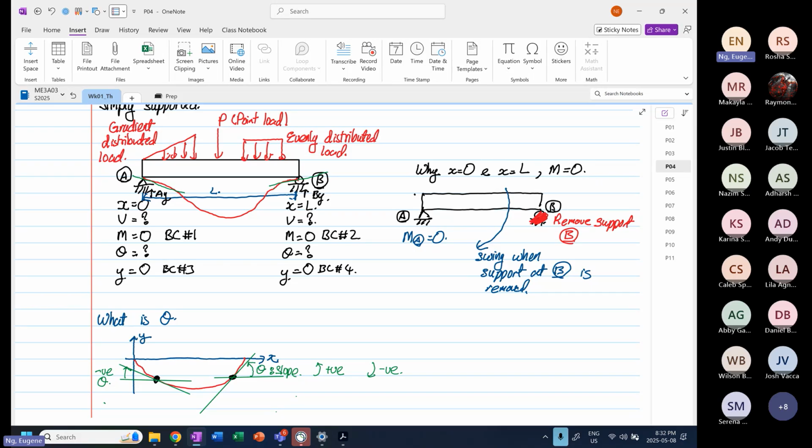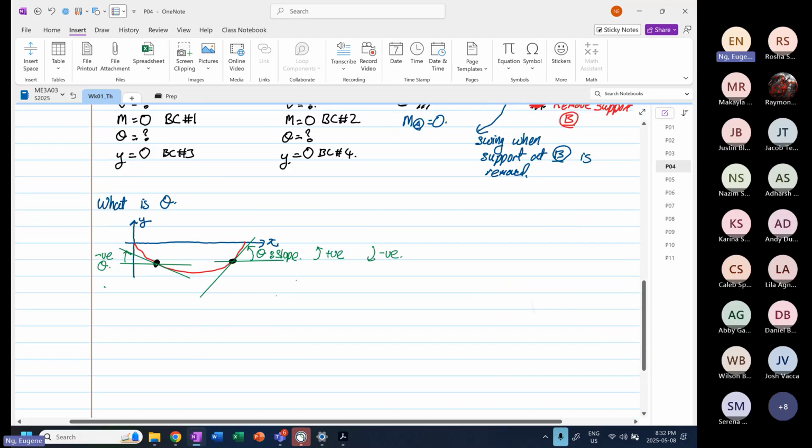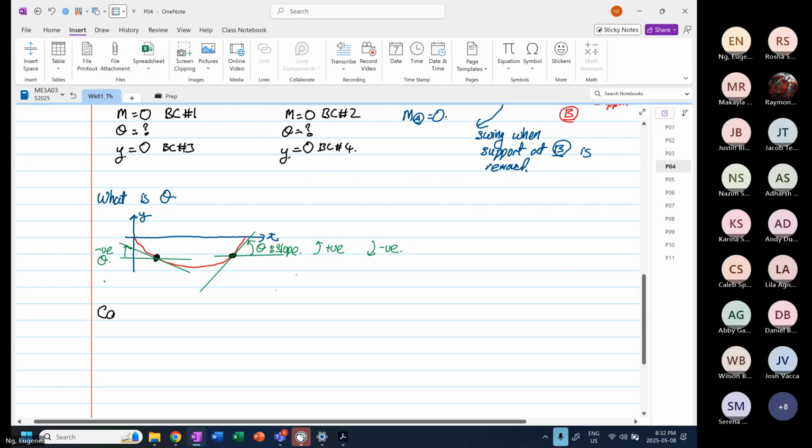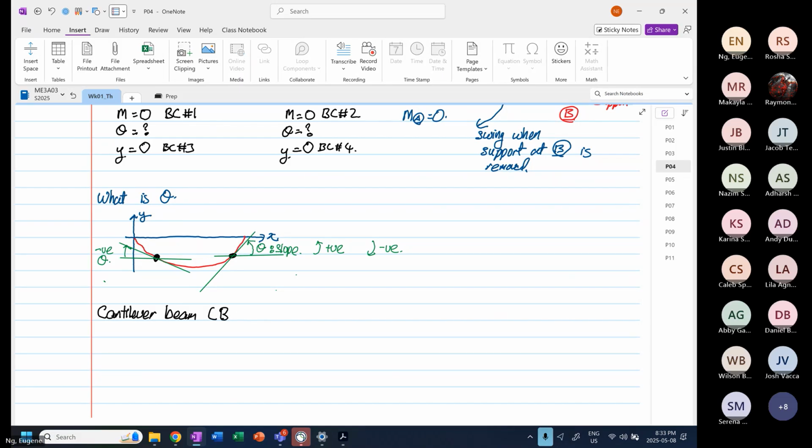Okay. So the next one that we're going to look at is a cantilever beam, which is also very commonly observed. The cantilever beam is sometimes known as a built-in. Sometimes you see the word built-in.